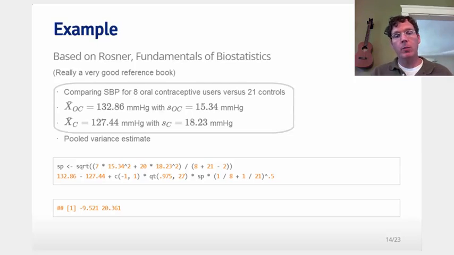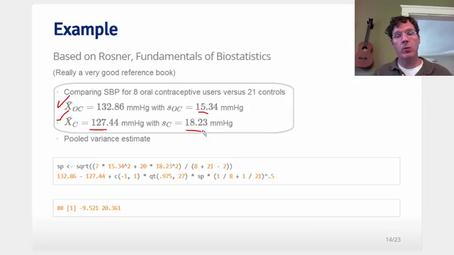In one of the examples from this book, they're comparing 8 oral contraceptive users to 21 controls with respect to blood pressure. For the oral contraceptive users, they got an average systolic blood pressure of 133 millimeters of mercury with a standard deviation of 15, a control blood pressure of 127 with a standard deviation of 18. Let's go ahead and manually construct the independent group interval once just to churn through the calculation.